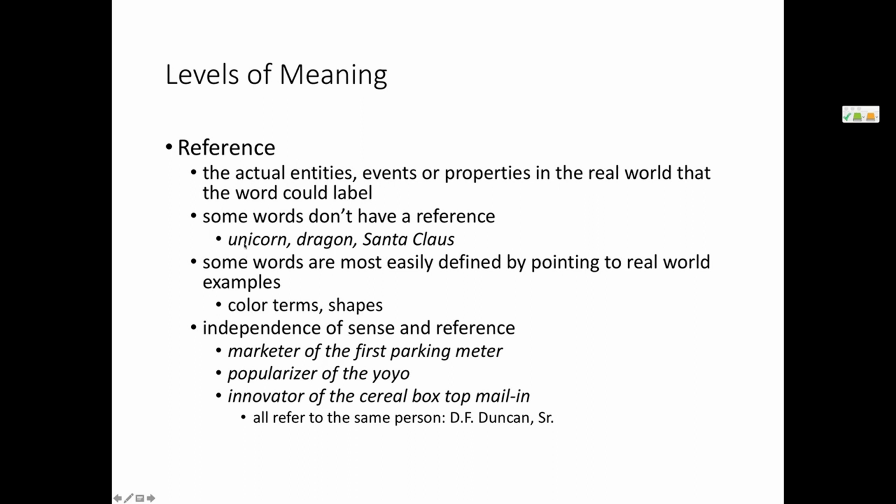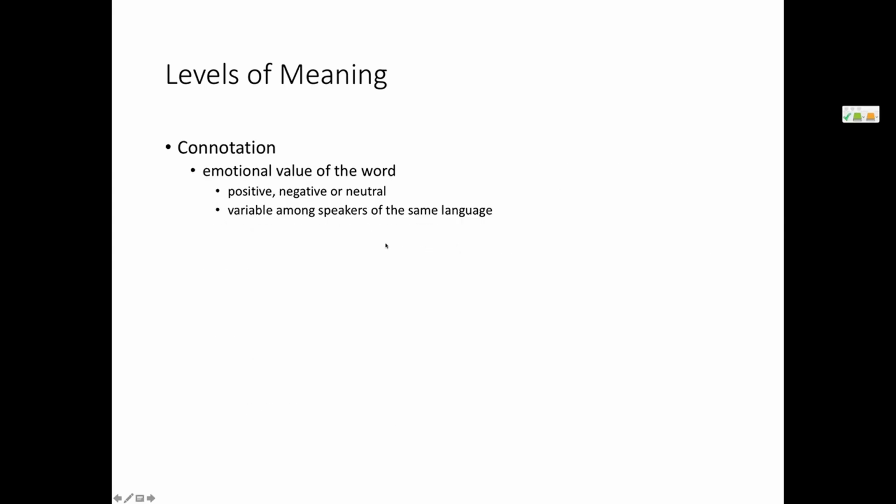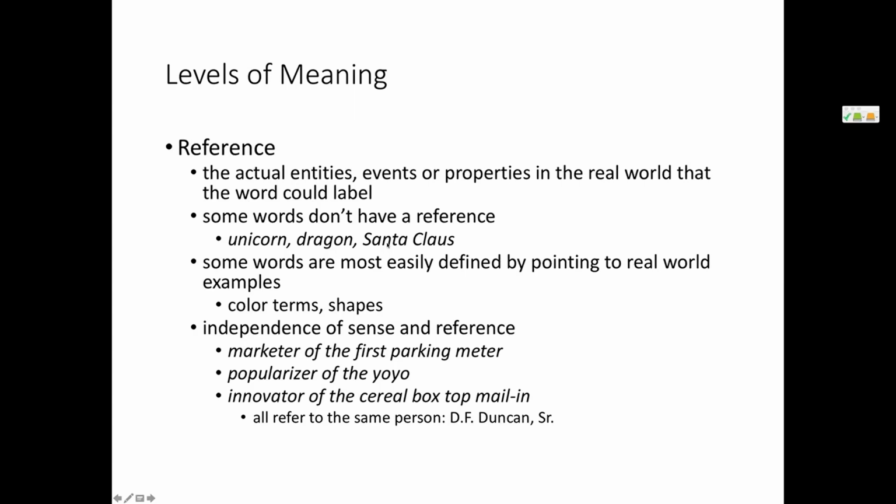It looks like a horse, but it's got a great big horn on its nose. A dragon is a big thing that looks like a lizard, usually flies and spits fire. And Santa Claus is a jolly old, well, elf, no, jolly old man that likes to slide down chimneys and, whoops, and bring gifts.